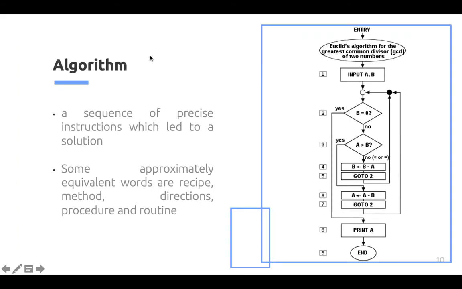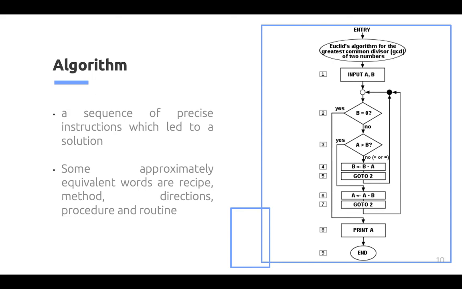So next is algorithm. When we are talking of an algorithm, it is a sequence of precise instructions which lead to a solution. Some approximately equivalent words are recipe, method, directions, procedure, and routine. So again, an algorithm is a sequence of precise instructions which lead to a solution. When we say precise instructions, an algorithm provides a step-by-step procedure or a guide on how to solve a particular problem.